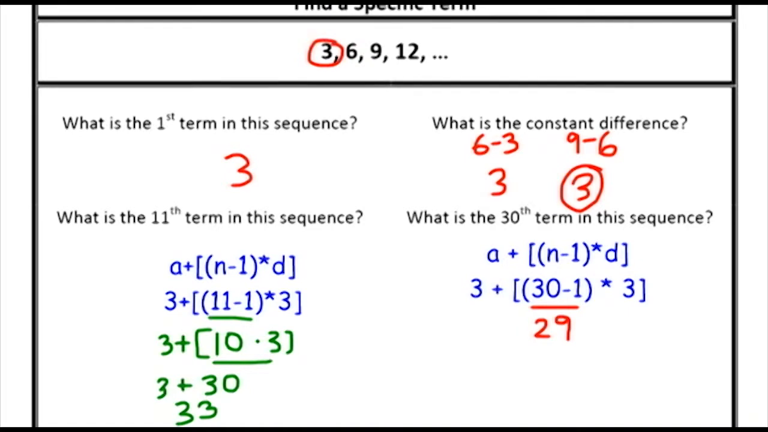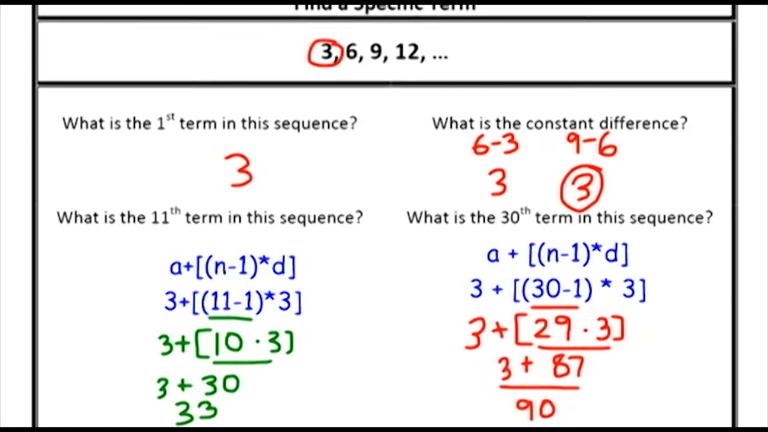I underline, I evaluate, I rewrite. Everything that did not get evaluated or changed comes straight down. We're not doing a new problem, we're just turning this problem into a simplified version of itself. 29 times 3 gives me 87. 87 plus 3 gives you 90. So the 30th term of this sequence is 90.